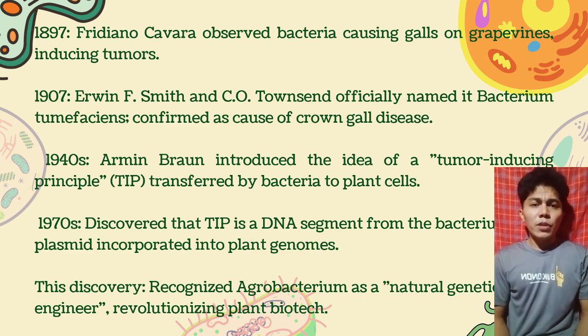In the 1970s, it was discovered that TIP is a DNA segment from the bacterium's plasmid incorporated into plant genomes. Identification of the plasmid's T-DNA as the transferred genetic material revolutionized understanding of bacterial-plant interaction and genetic engineering.